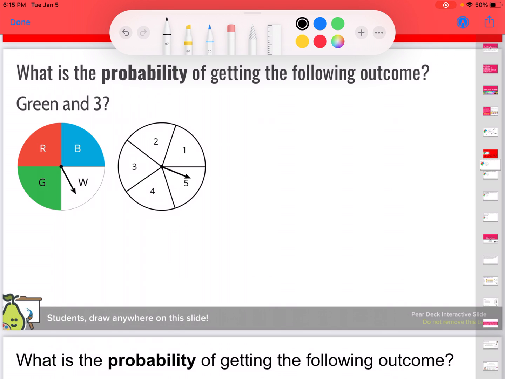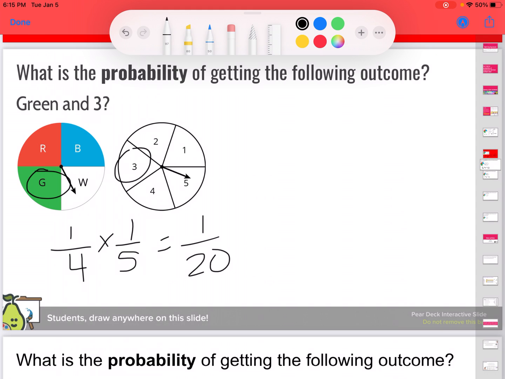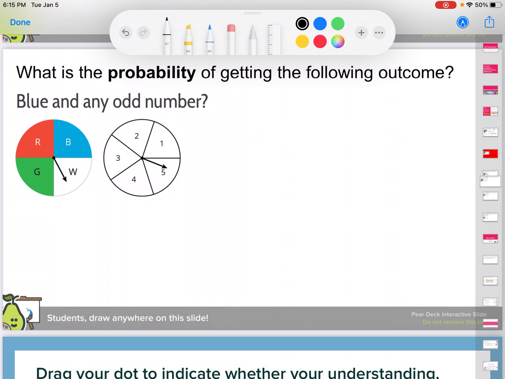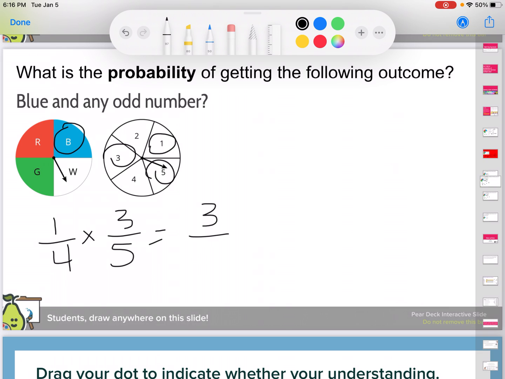So what's the probability of getting a green and a 3? So that's 1 out of 4 and a 3, so that's 1 out of 5. So that would be 1 out of 20. Or I could draw it out and count them up. What is the probability of getting a blue and any odd number? So a blue, so that's 1 out of 4, and an odd number, so that's 1, 3, and 5. So that's times 3/5. So that's 3 out of 20.